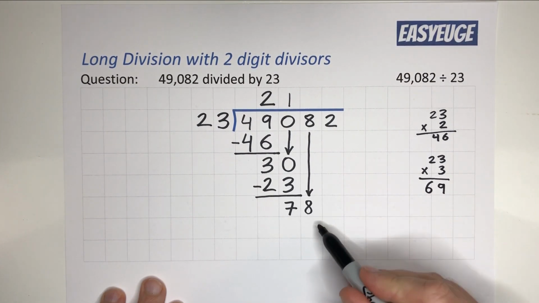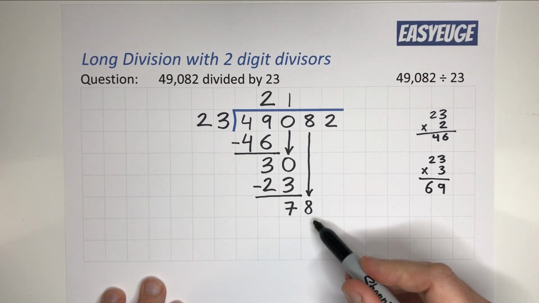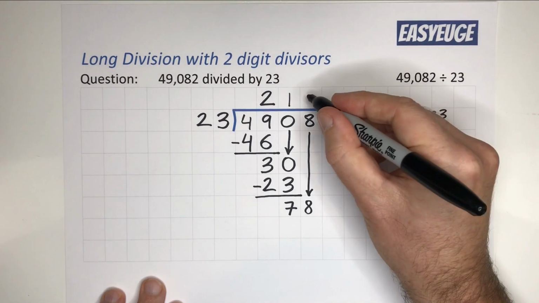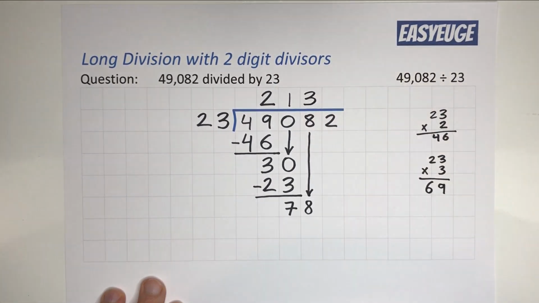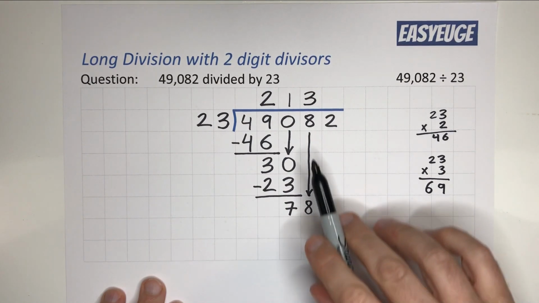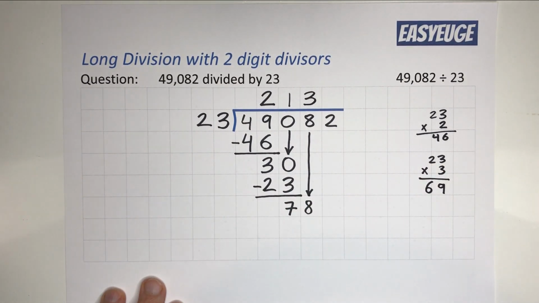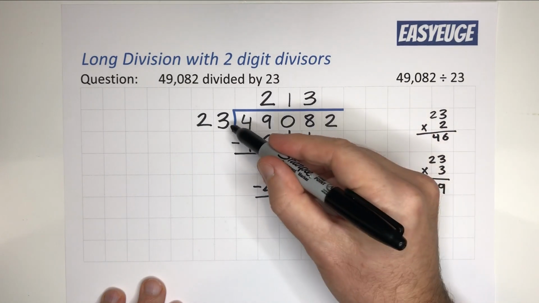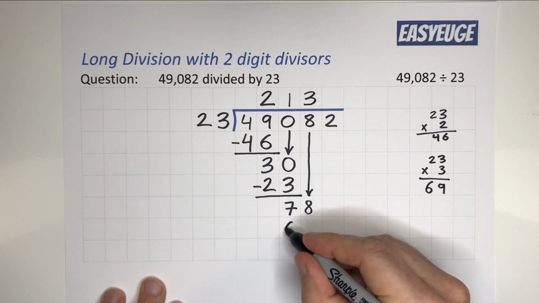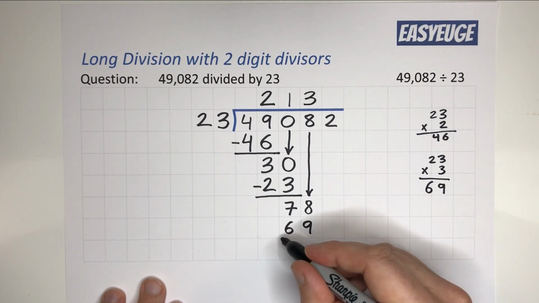That gets me pretty close to 78 without going over. So I'm going to try 3. I'm going to put 3 up here. So I think that 23 will go into 78 3 times. Let's check it out. 3 23s. We know what the answer is. It's 69. Let's write 69 down.